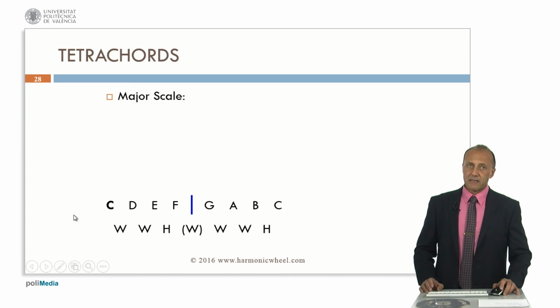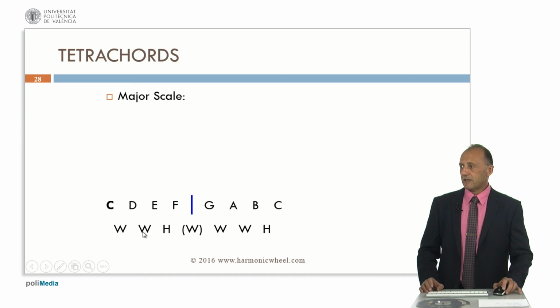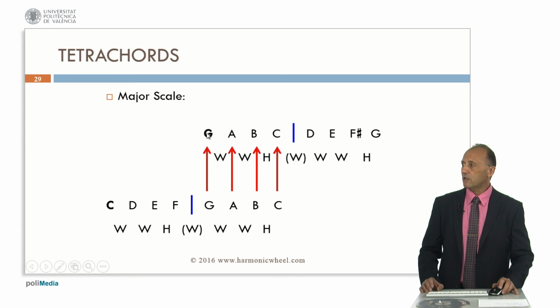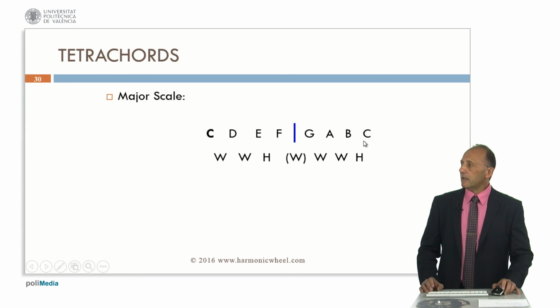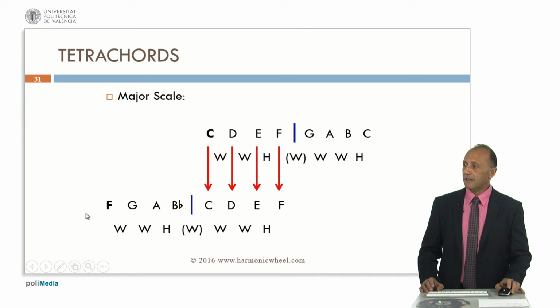The intervallic structure of the 2 tetrachords is the same, whole tone, whole tone, and half tone. So we can use the second tetrachord as the first tetrachord of a new scale, which is G major, which contains the F sharp. In the same way, we can include a tetrachord below C, thus obtaining the F major scale, with B flat.